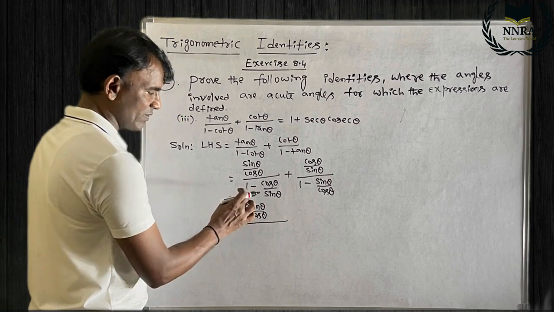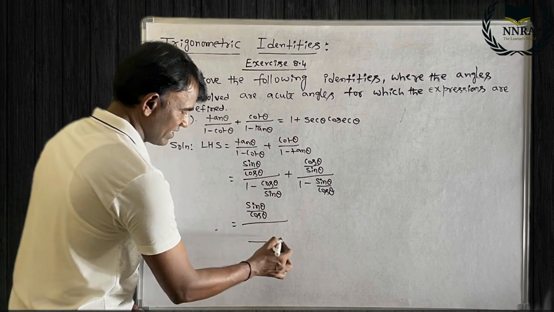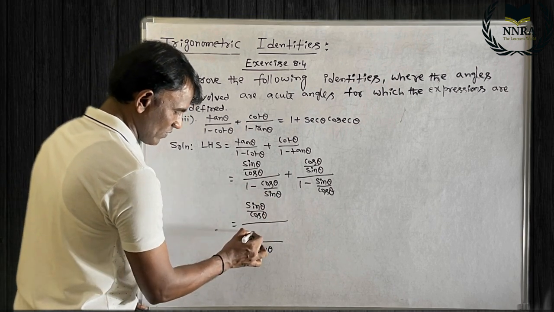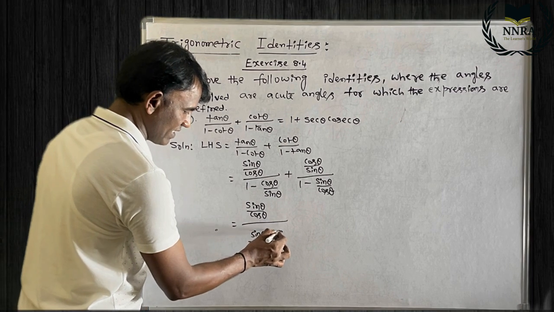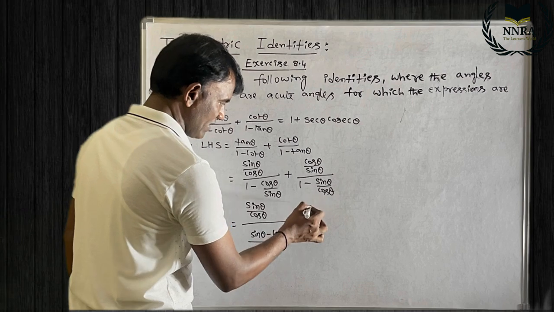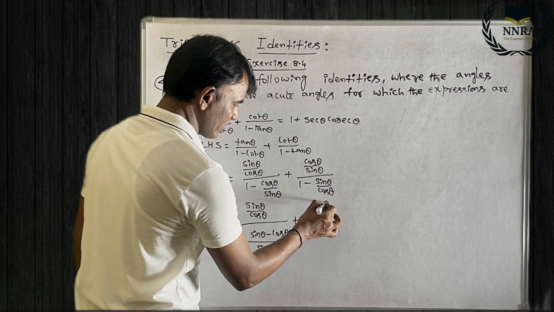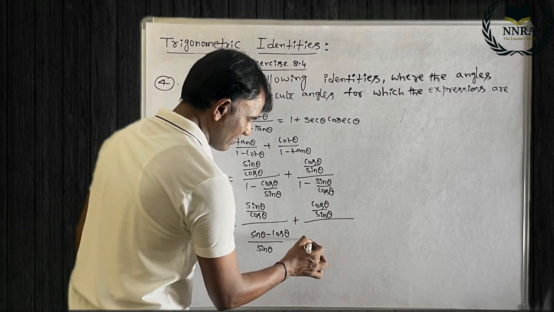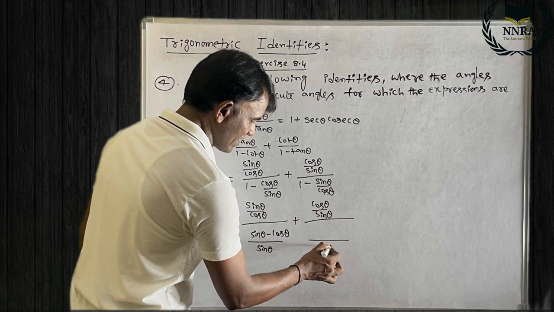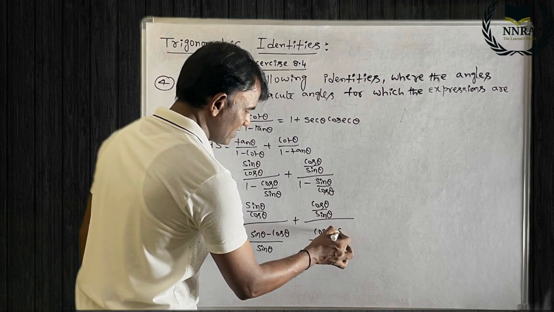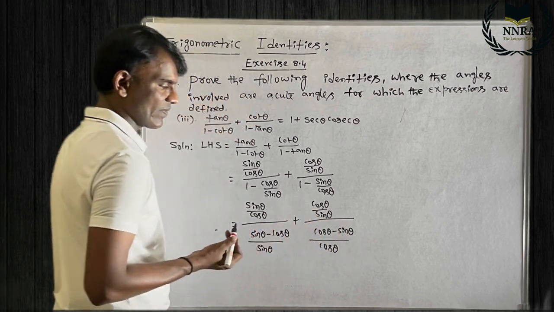And coming to the denominator, just take the LCM for this. So here it is sin theta and cross multiplication. 1 into sin theta is sin theta, then minus cos theta. Coming to the second term, again the numerator is same. What is that? Cos theta by sin theta. Again take the LCM for the denominator, that is cos theta. So 1 into cos theta is cos theta, then minus sin theta.